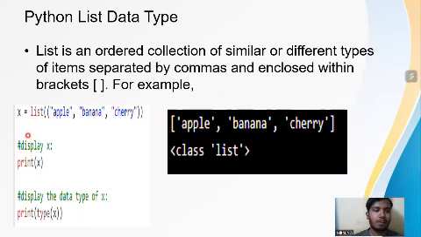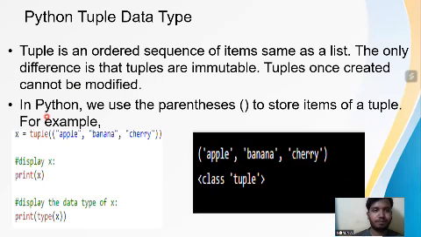So here we have a variable x where the list is assigned as apple, banana, cherry. On printing this variable, we obtain apple, banana, cherry separated by commas and enclosed within square brackets. In order to find the type of data type, we use type x. So we obtain list as the data type that we have used for the variable here. So we have Python tuple.